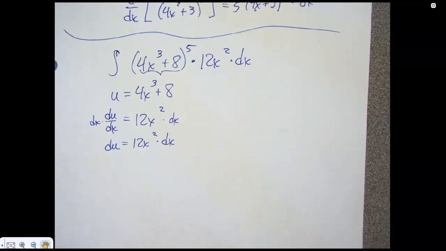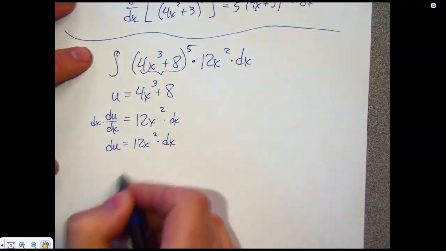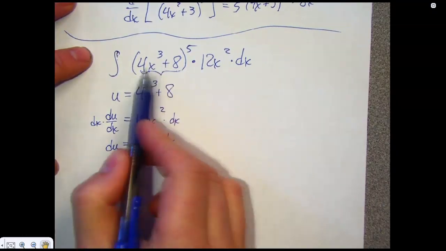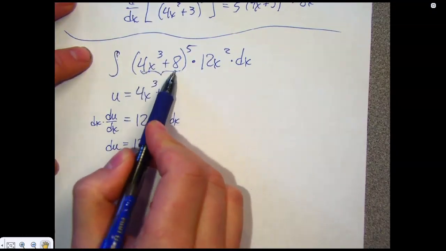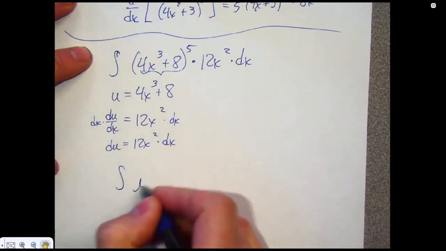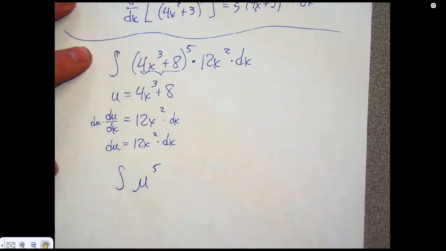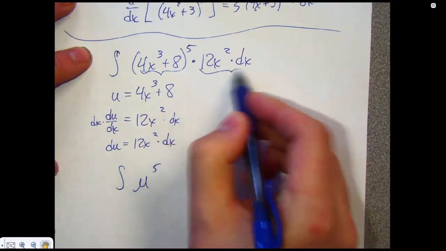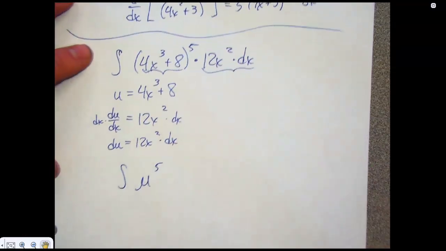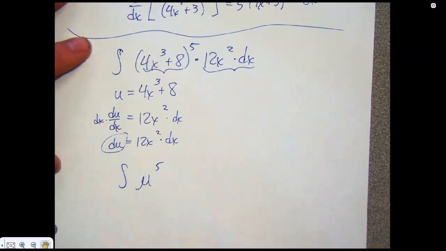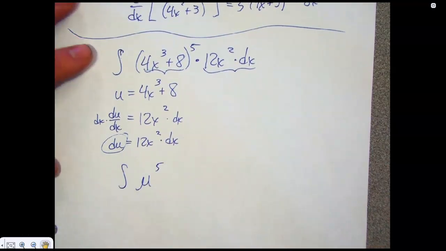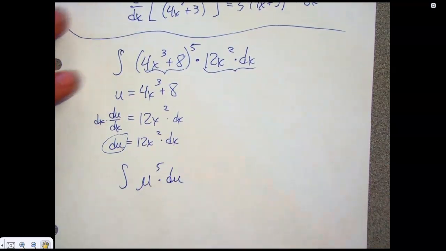Well, now I can rewrite the original problem. And what is 4x to the third plus 8 now? It's u. So now I have u to the fifth. And what is 12x squared times dx? Now it's du. Still with me?